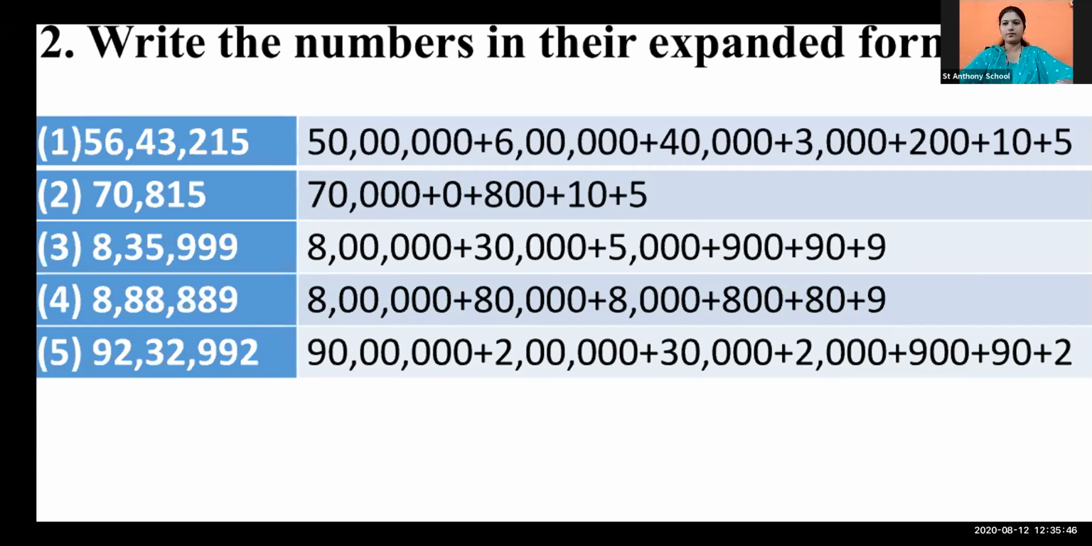Now, if the first number is 5, on the 10 lakh place 5 is there. So we'll write the 5. And how many digits are there after the 5? 6 digits are there. So we'll put 6 zeros. And the place value of that 5 is 50 lakh.